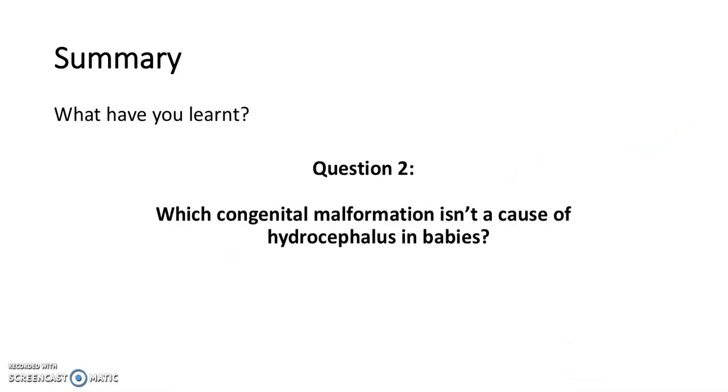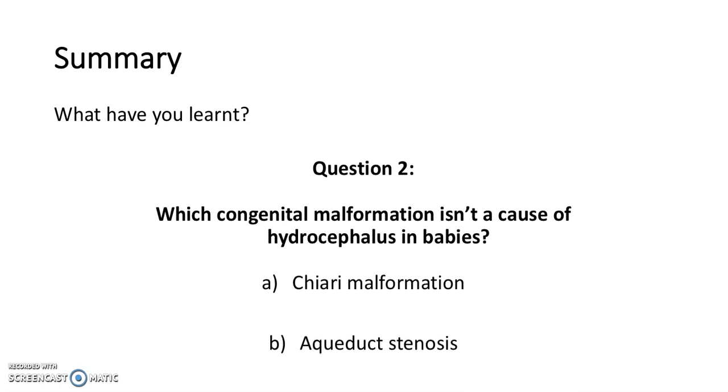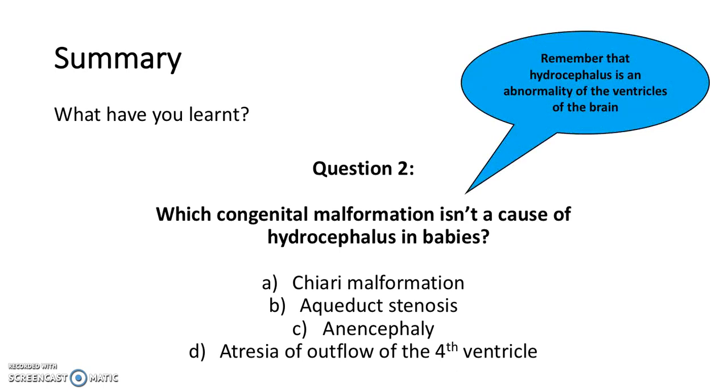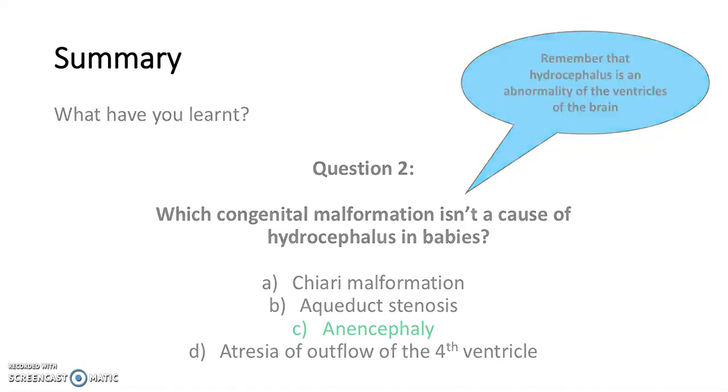Question 2. Which congenital malformation isn't a cause of hydrocephalus in babies? Is that the Chiari malformation, aqueduct stenosis, anencephaly, or atresia of outflow of the fourth ventricle? So remember that hydrocephalus is an abnormality of the ventricles in the brain. So the answer is anencephaly because that's just a lack of the brain altogether as opposed to a problem with the ventricles.